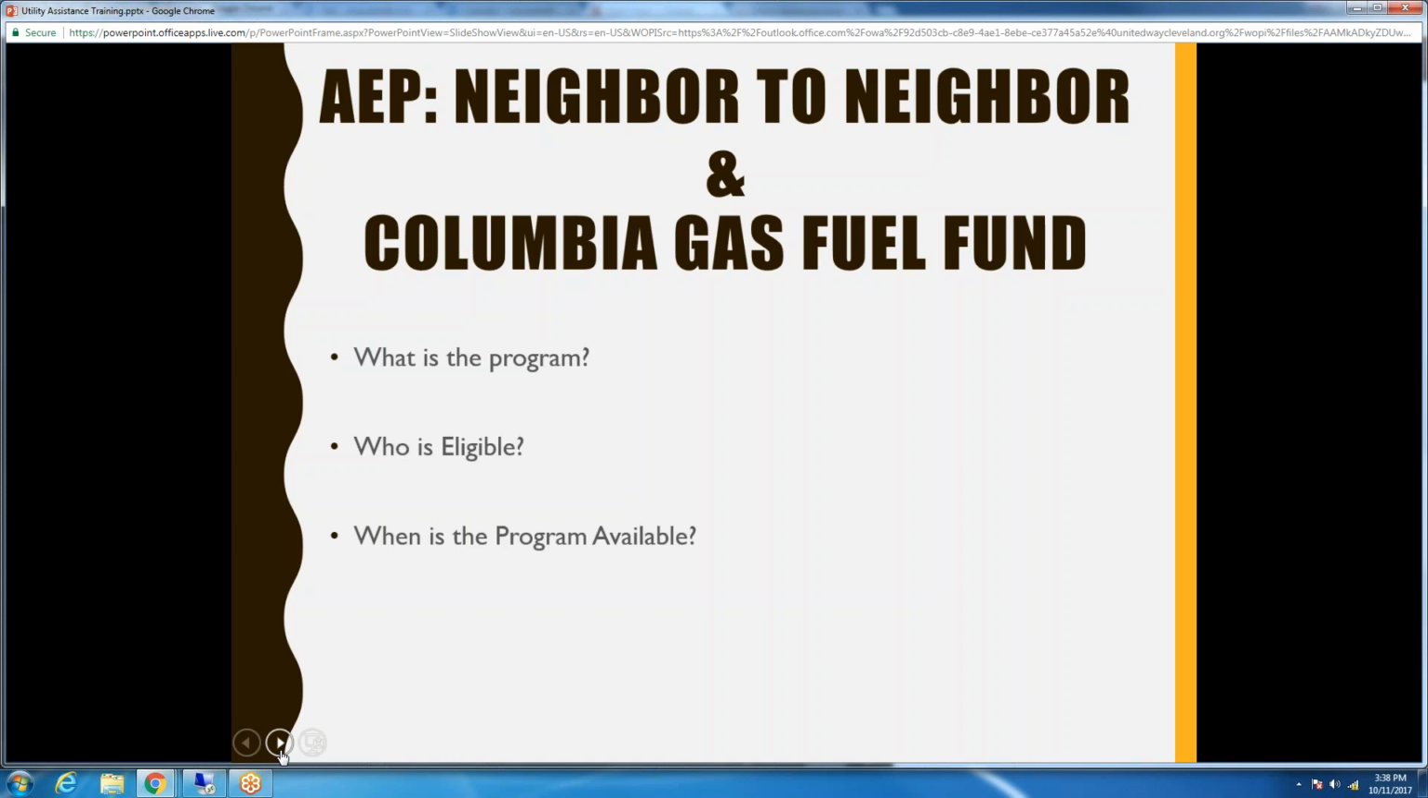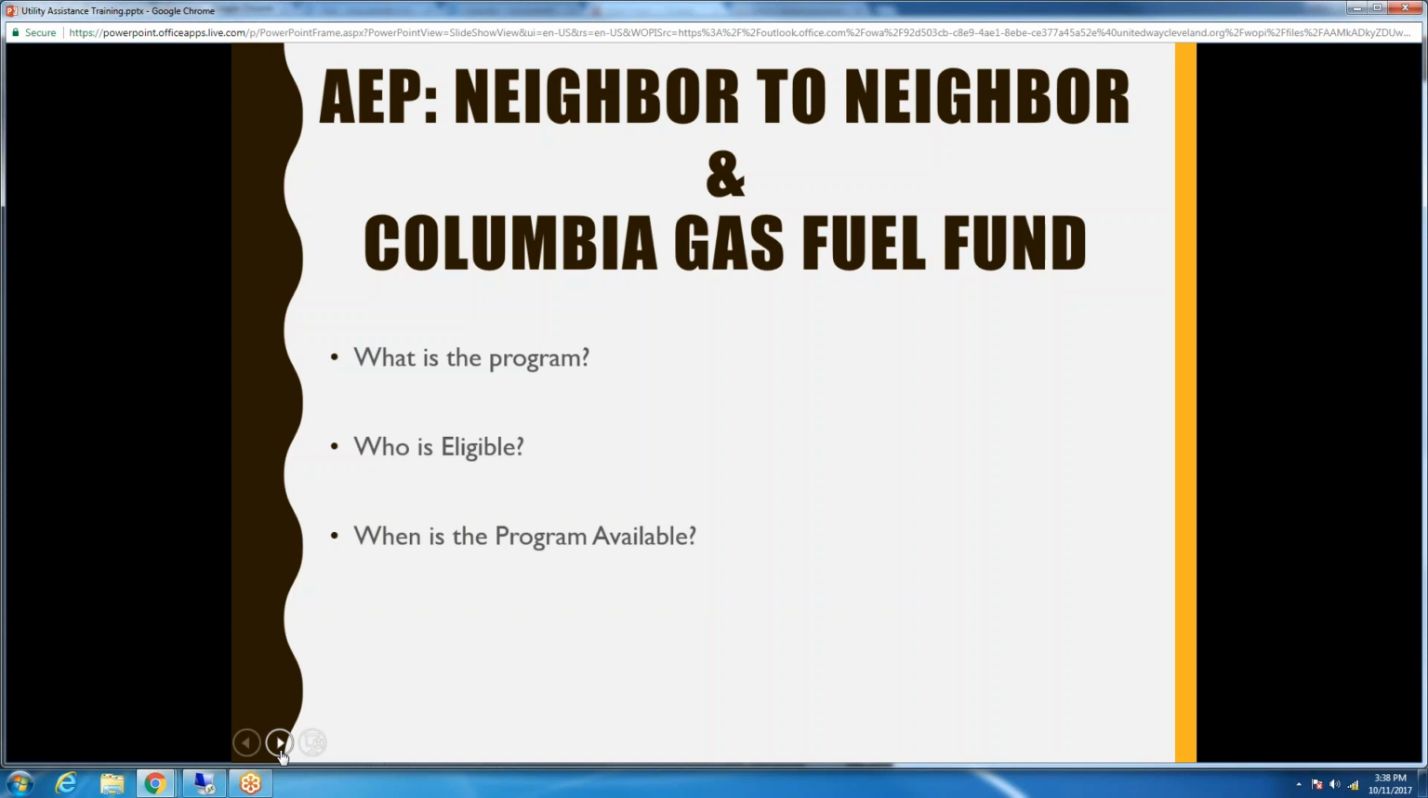Okay, so we'll move on to AEP. They have a program called Neighbor to Neighbor. The Neighbor to Neighbor program is administered by the Dollar Energy Fund, which provides eligible customers with the utility assistance grant applied directly to their AEP Ohio bill. This grant helps limited income customers maintain or restore their basic electric service. Our maximum grant is $200.